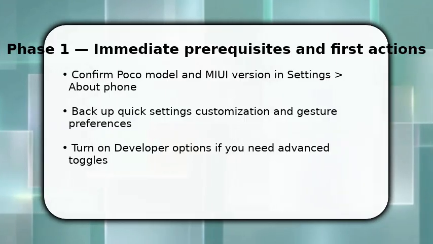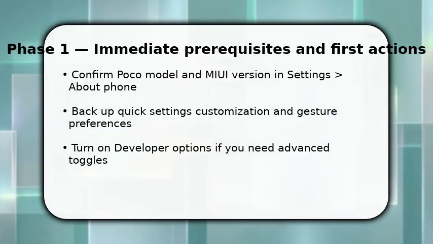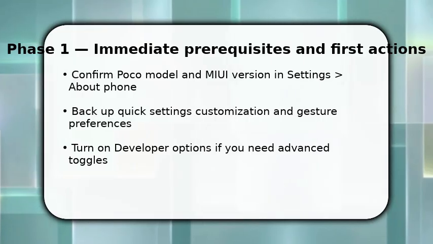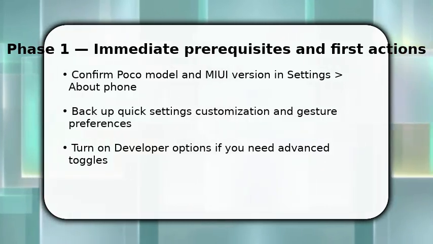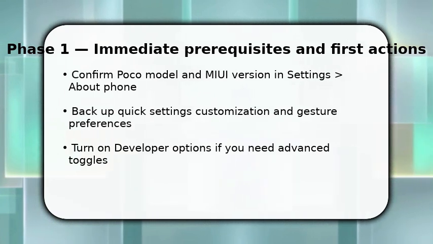If developer options are required, enable them by tapping build number 7 times. Make sure to use them only for toggles you recognize. This sets the stage for replacing the bar with gestures.